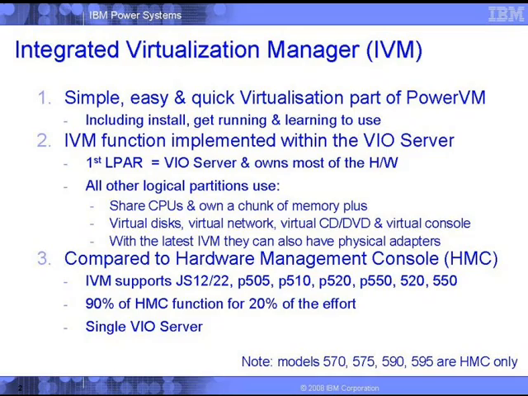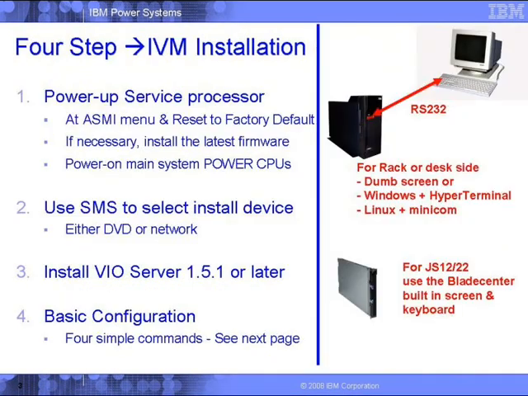If we compare this to the HMC, the other way of doing virtualization on Power Systems, the IVM supports the JS12 and 22 blades, all the way up to the 8-way. It gives us the vast majority of the HMC function with a lot less effort, but it only allows one VIO server.